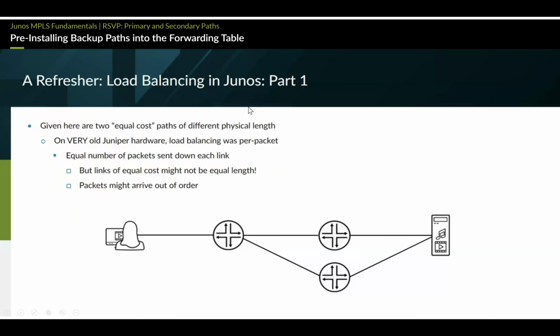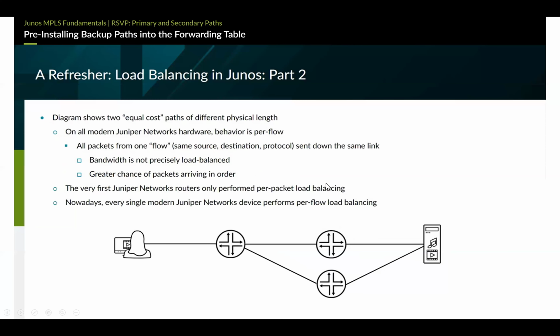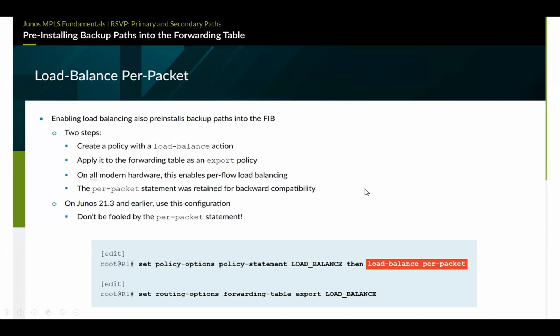Load balancing in Junos, part 1. If you want to load balance the traffic, we can do it. In Juniper, you have to create a policy mentioning load balance under the policy and apply it to the forwarding table. It can happen on a per packet basis, or per session, or per flow basis. Here they're showing the per packet statement.